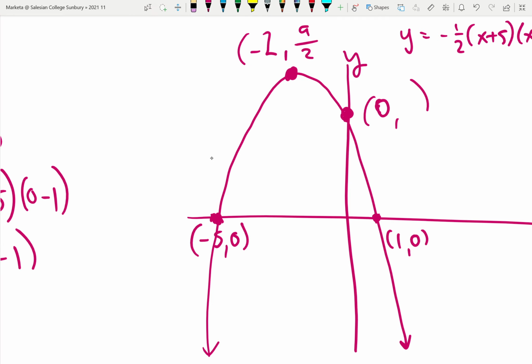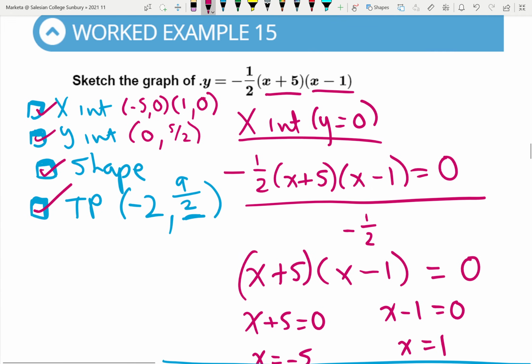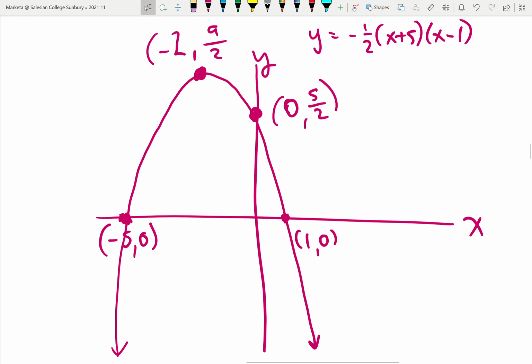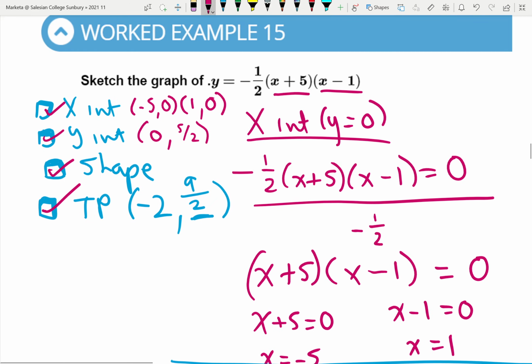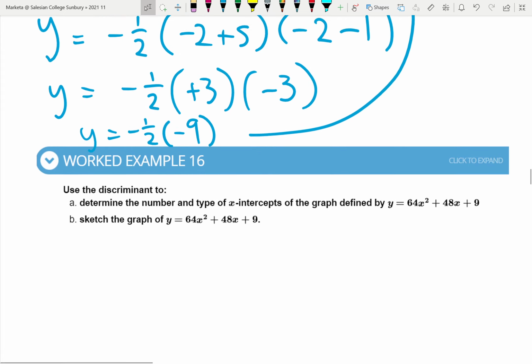And I just realised that I've written 9 on 2 there. I think it's meant to be 5 on 2. Let's double check that. Yes. So this is our graph complete with all important features: x-intercept, y-intercept, turning point, and the correct shape. Let's move on. I think it's the last one.